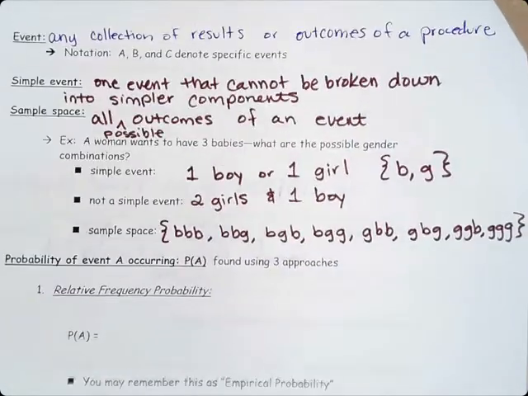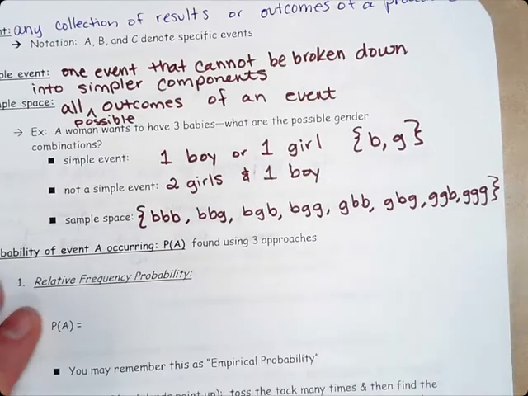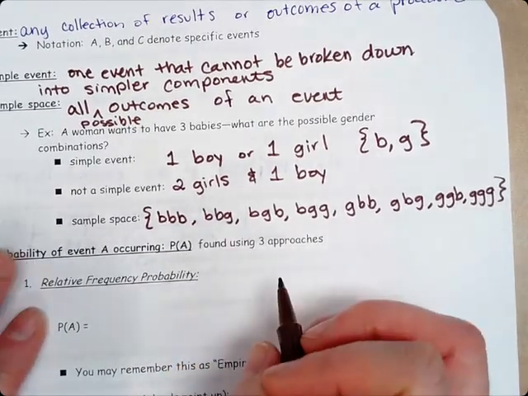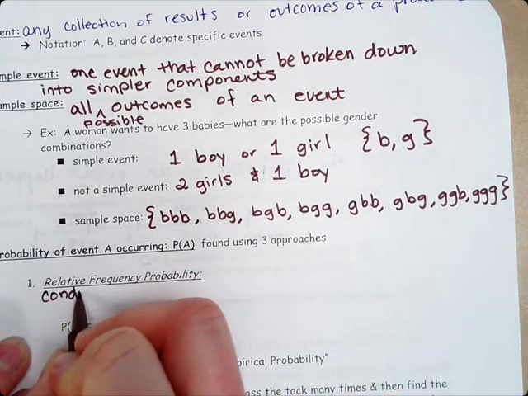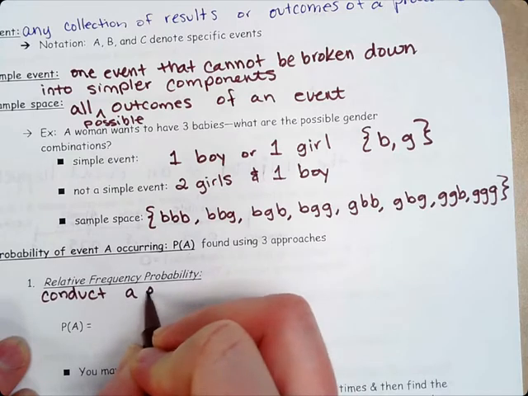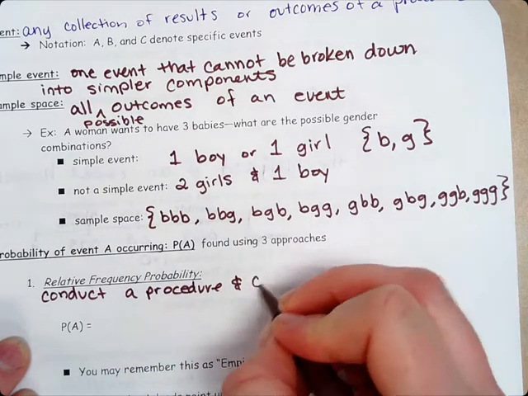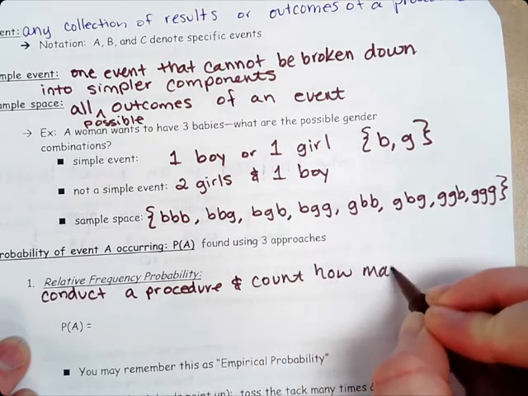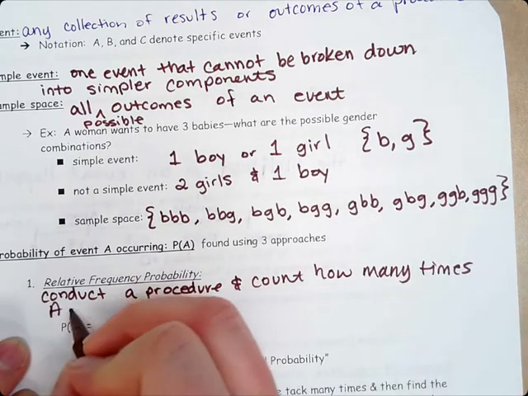Okay, probability of event A occurring. Probability of A found using 3 different approaches. So we're going to do relative probability. So we are going to conduct a procedure and count how many times A occurs.